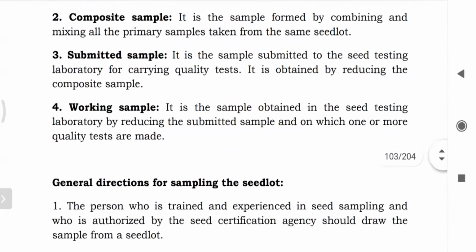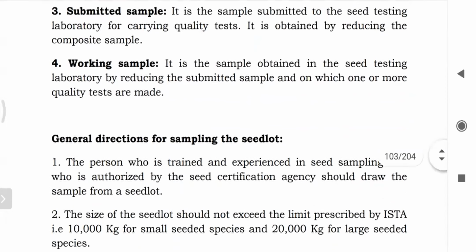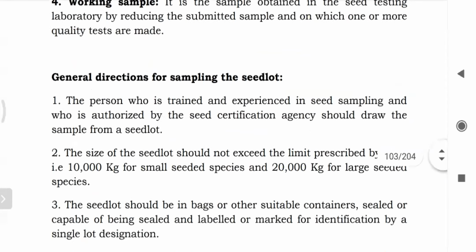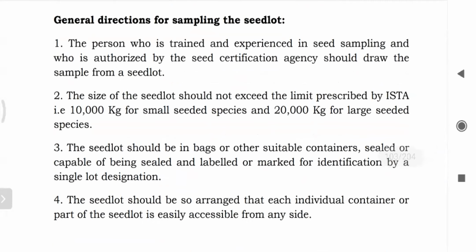Okay, so these are 4 types of different samples which are used for the sampling process. Then, general directions for sampling the seed lot. So first, the person who is trained and experienced in seed sampling and who is authorized by the seed certification agency should draw the sample for a seed test, for a seed lot.